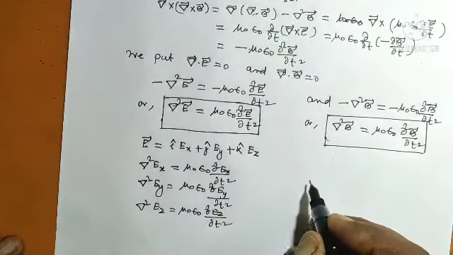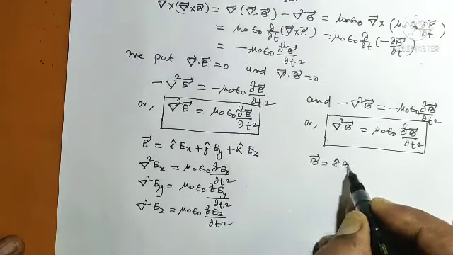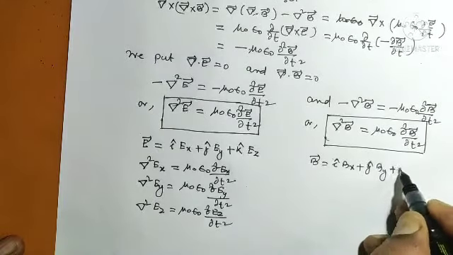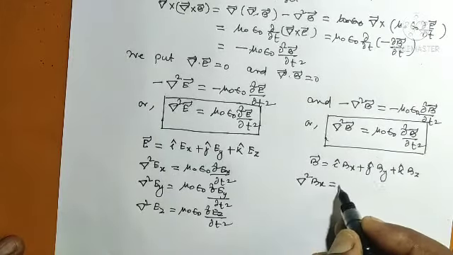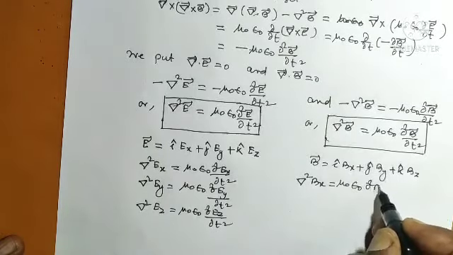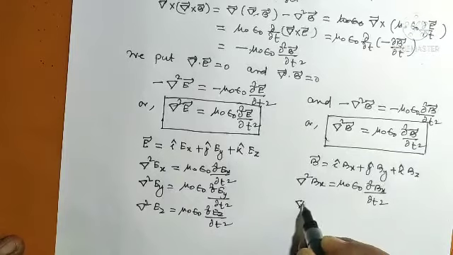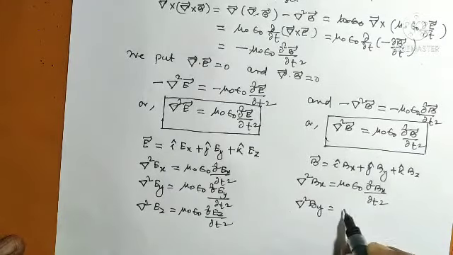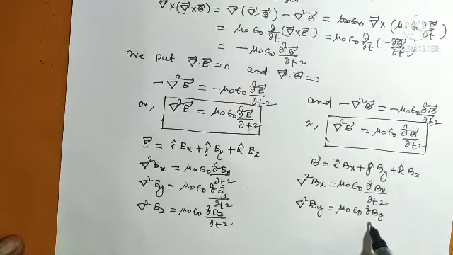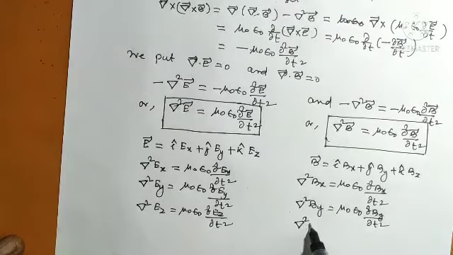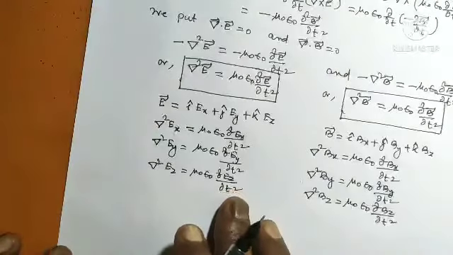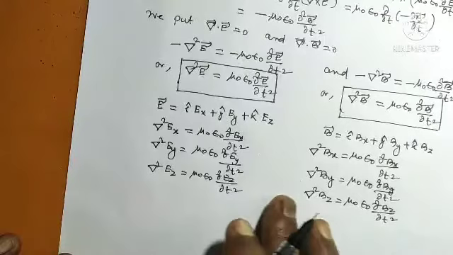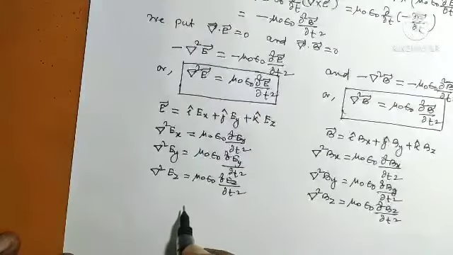Similarly, for the magnetic field, we have B equal to i cap Bx plus j cap By plus k cap Bz. So the wave equations are del square Bx is equal to mu 0 epsilon 0 del square Bx by del t square. Del square By equal to mu 0 epsilon 0 del square By by del t square. Del square Bz equal to mu 0 epsilon 0 del square Bz by del t square. These are the three components. So the total is 6 components, and the components of the E vector and B vector satisfy the wave equation.